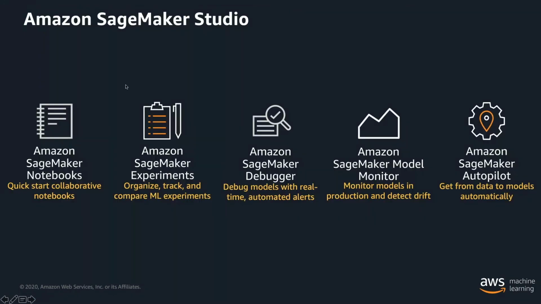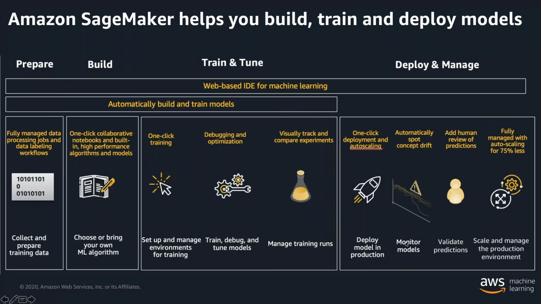What we have seen here in SageMaker Studio is the notebooks, which is where we worked during the demo. The experiments to organize, track, and compare your ML experiments. The debugger with the rules and data collection. Model monitor for when the model is in production, and to detect data drift and so on. And Autopilot, which is the last one. So basically, again, the first slide to finish.